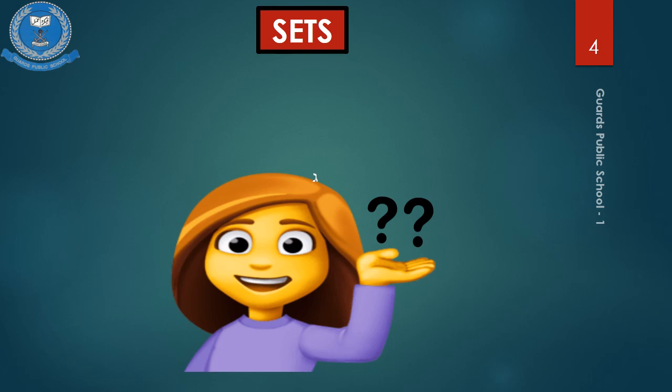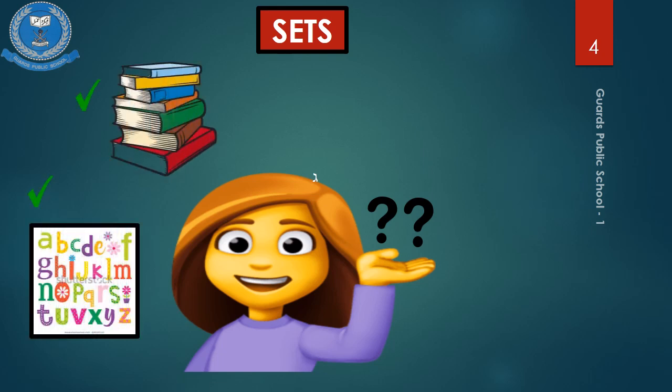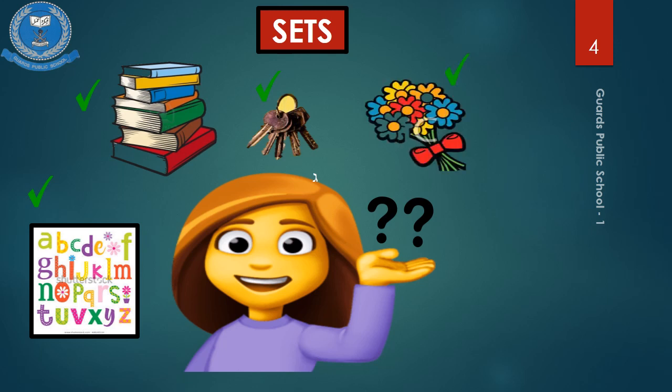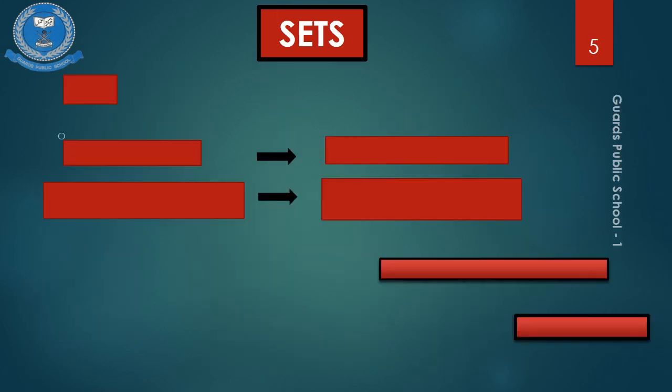Let's have a look at these images. What do you think about them? We have a group of letters, a pile of books, a bunch of keys, a bunch of flowers, a group of numbers, and a group of shapes. The one thing that can be seen in common is that everything is in the form of a group.